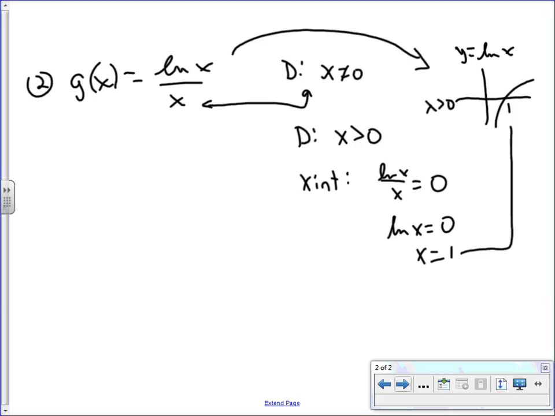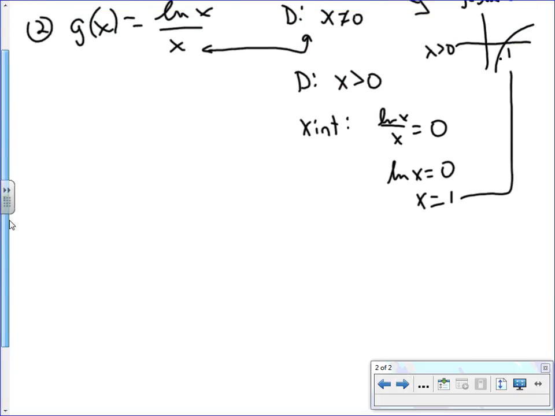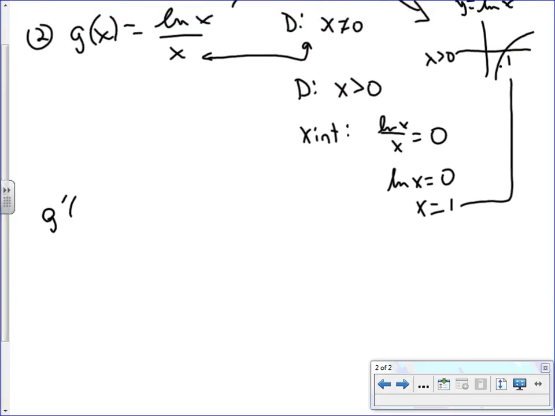Know your parent graphs. Yes? You might also notice that ln of x is negative here and positive here. Useful piece of information. Okay, so what do we do after that? Now we're at the particularly hard part. Derivative. So we're going to do g prime.